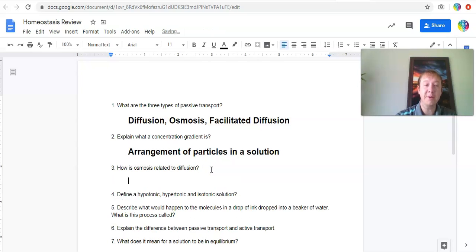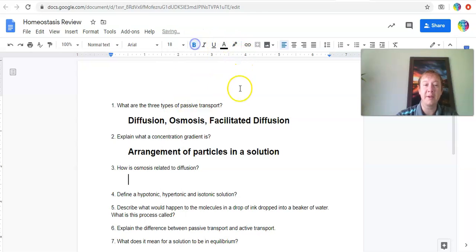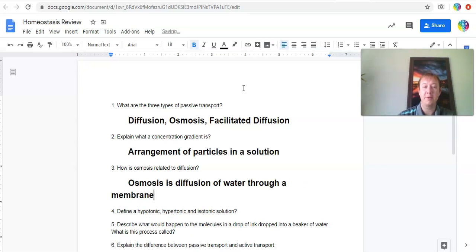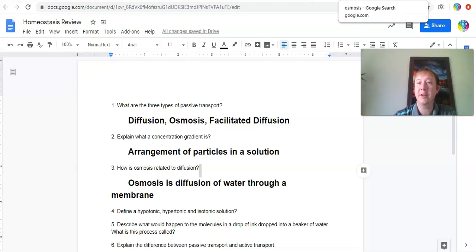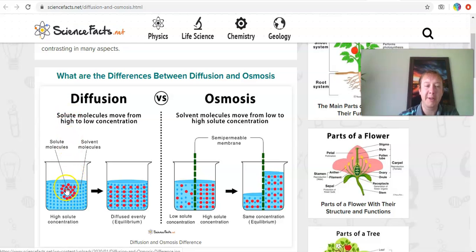The next one is looking at how osmosis is related to diffusion. Osmosis is diffusion of water through a membrane. Looking at this image, you can see that with diffusion, the particles simply spread out until everything is equally spread out, or we get to equilibrium.